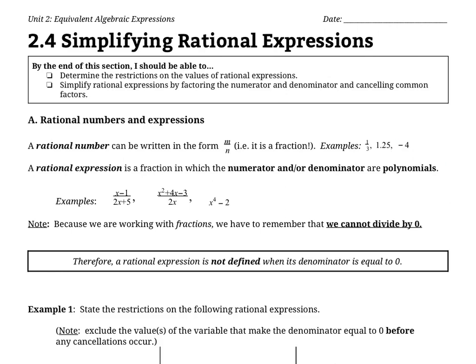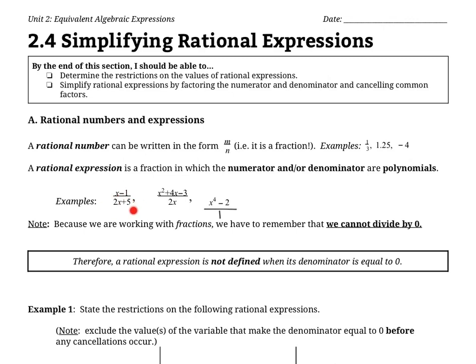So now that we know what a rational number is, let's extend that to a rational expression. A rational expression is a fraction in which the numerator and/or the denominator are polynomials. So it could look something like this, like this. This is also a rational expression because we can put it over 1 like that.